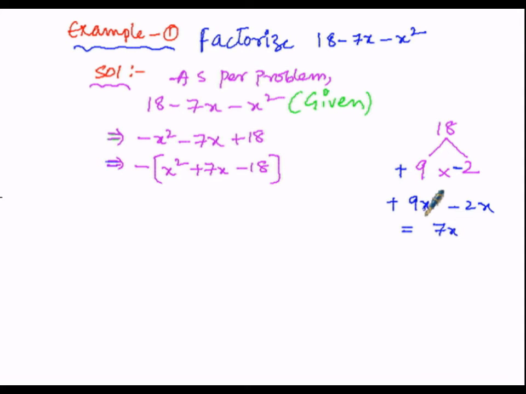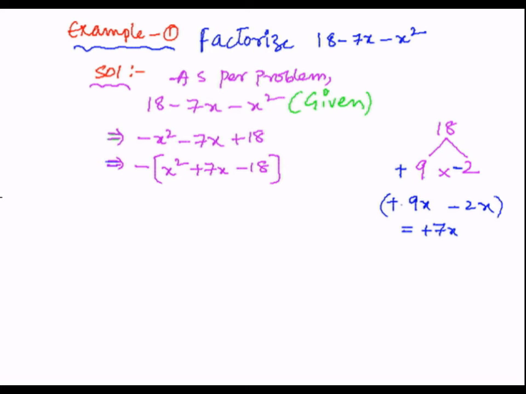So 9 is greater than 2, so 9's sign is positive. We will be getting plus 7x. So in this manner, we will be getting plus 7x. So here we can split plus 7x as plus 9x and minus 2x. Instead of plus 7x, I can write it as plus 9x and minus 2x.